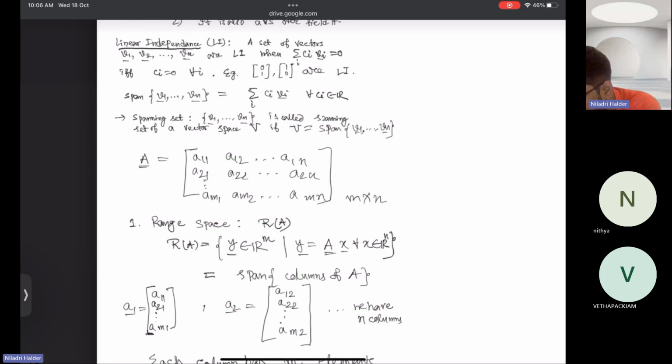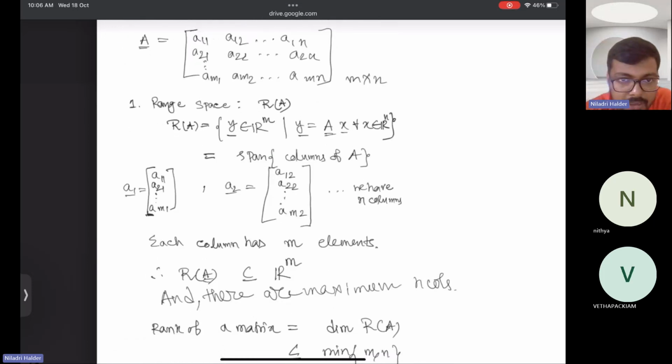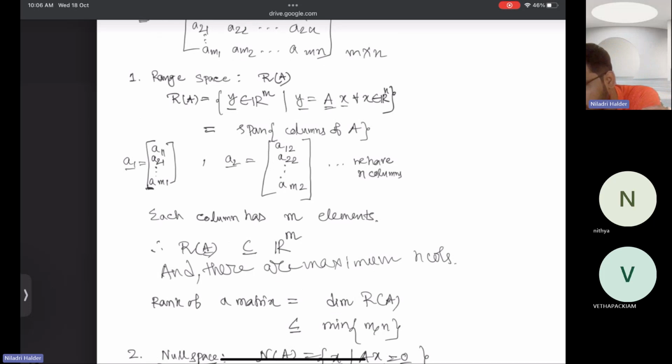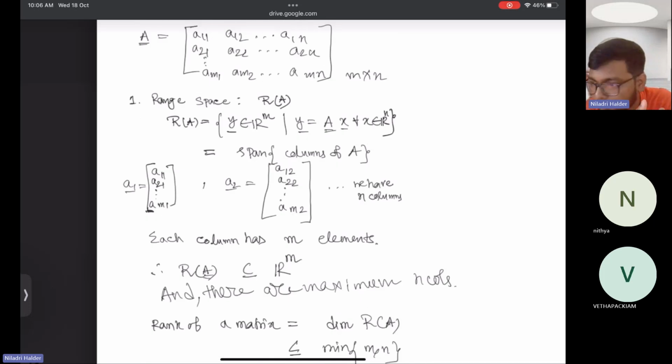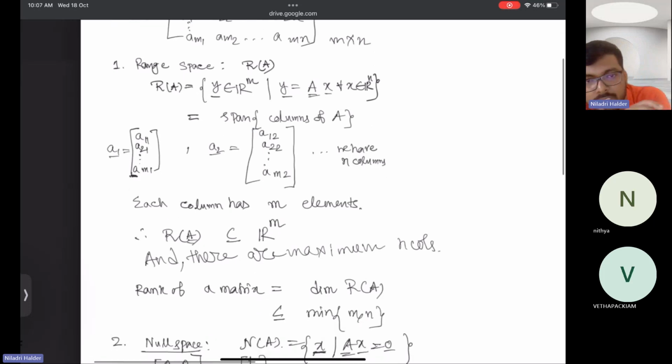Then for a matrix there are four kinds of vector spaces. One is the range space or column space, then row space, null space, and left null space. For the range space, that is the column space, it is just the set of all the vectors y such that y is equal to Ax for all values of x. So that is the range space. That means it's just the span of all the columns of a matrix.